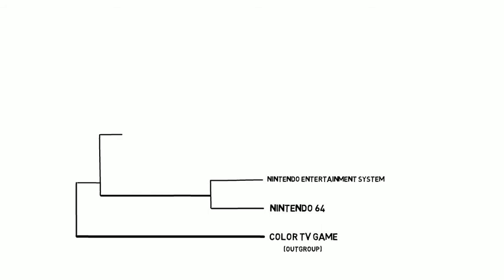The term anagenesis occurs when there is a continuous evolution of one species. Because we are not discussing any single Nintendo game system and rather the entire succession of Nintendo game systems, that's not shown here, and we cannot see the effects of anagenesis on this phylogenetic tree.